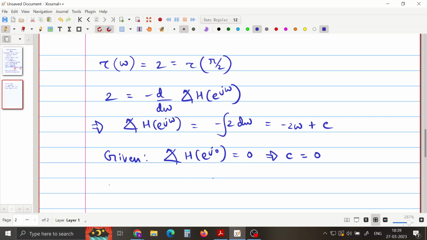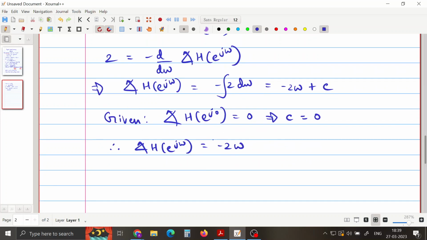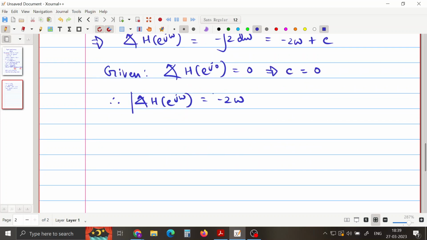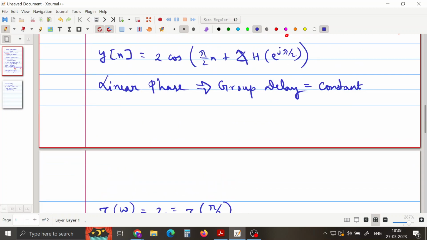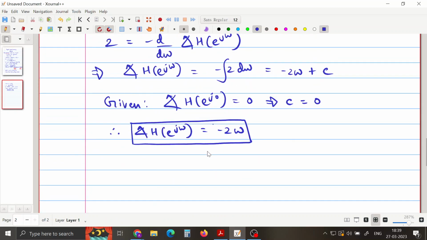Therefore, if C is 0, we can conclude that this phase is actually minus 2 omega. Okay, great. Now we have complete information about the phase. That's enough for us, because we just need the phase at omega equals pi by 2 to get the output.